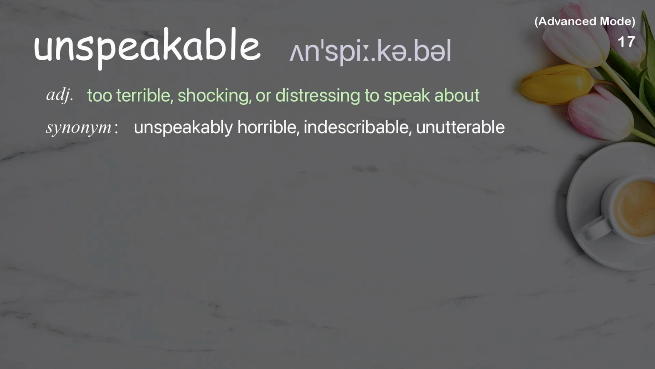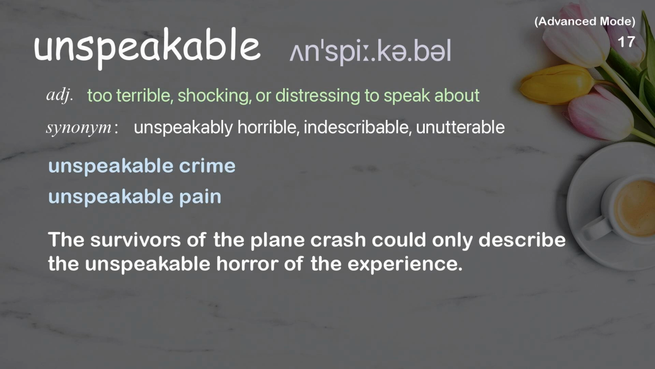Unspeakable. Too terrible, shocking, or distressing to speak about. Examples: Unspeakable crime, unspeakable pain. The survivors of the plane crash could only describe the unspeakable horror of the experience.